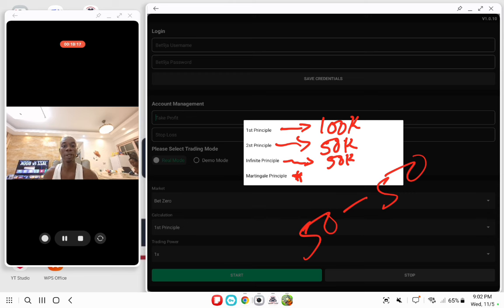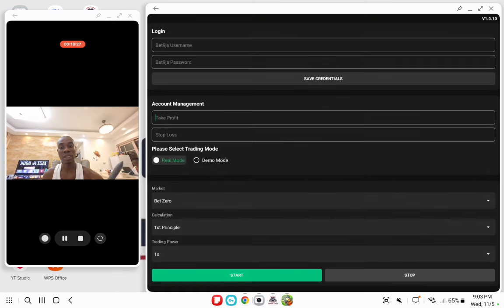Okay, then for the Martingale, you already know how it works as I've explained it already. Okay, so that's for these ones. Okay, let's go to the next one.